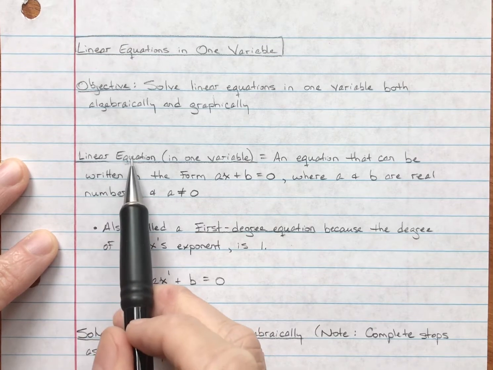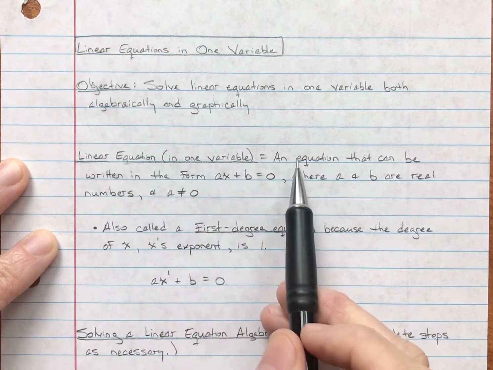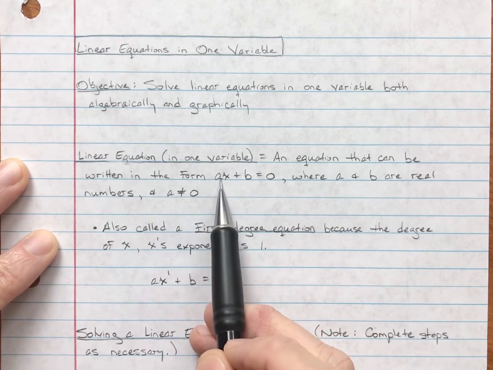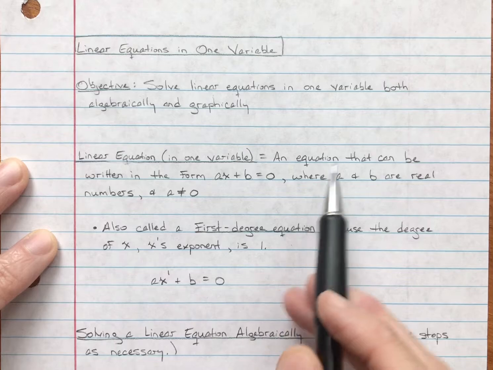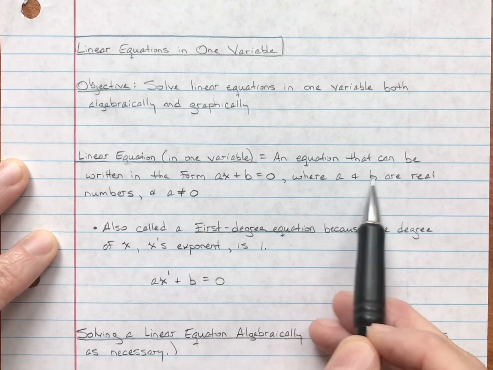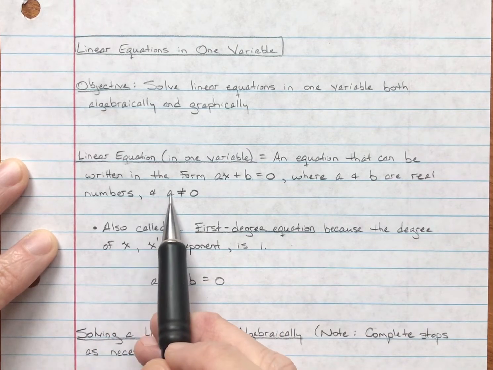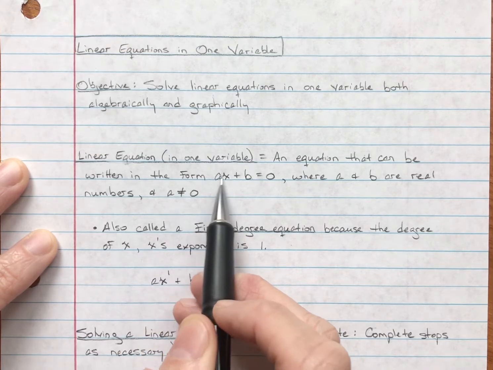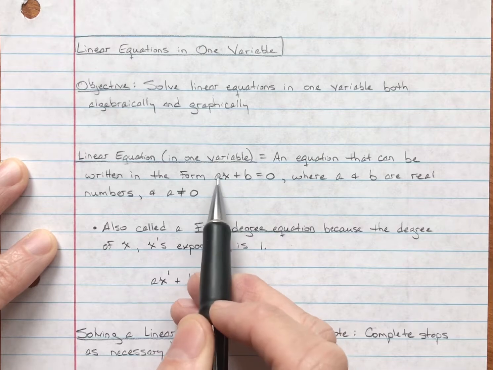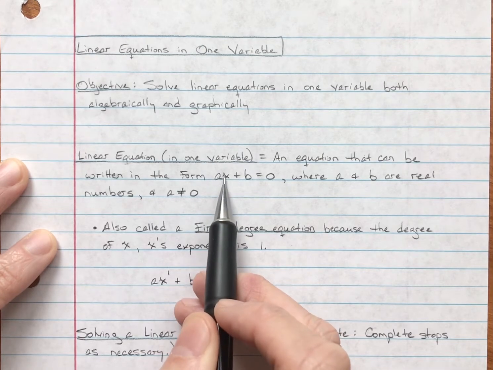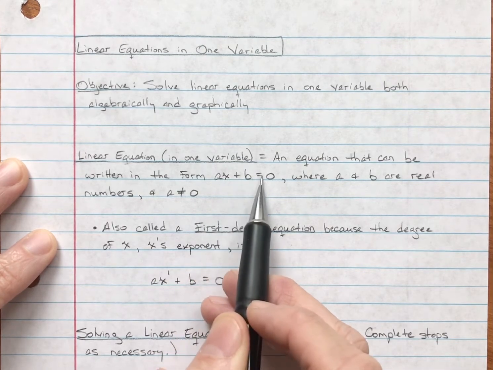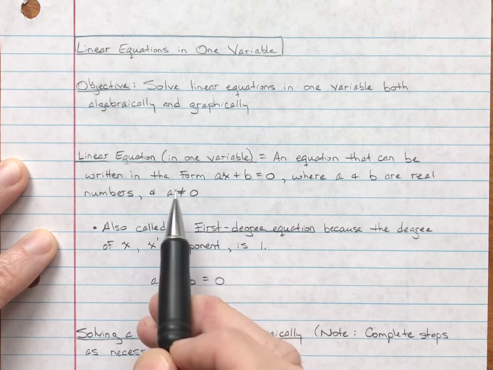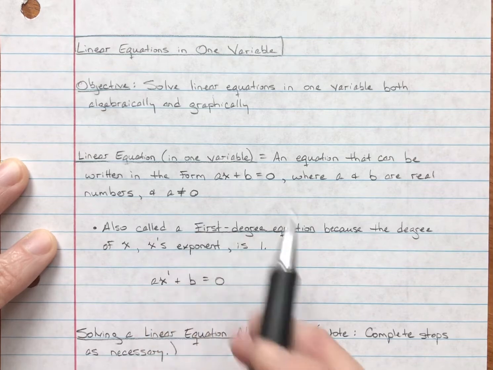Well, a linear equation in one variable is an equation that can be written in the form ax plus b equals 0, where a and b are real numbers and a is not equal to 0. If a is equal to 0, you have no x term because 0 times x is 0, and you're just dealing with a constant, so it can't be a linear equation in one variable because you won't have that variable. So a cannot be 0.